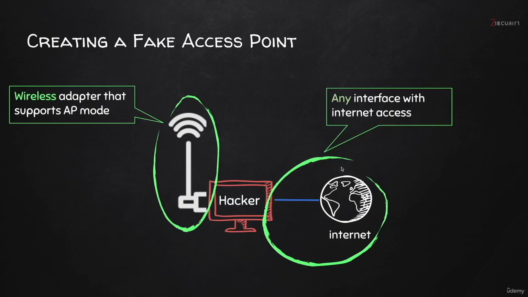The next interface that you will need, like I said, is going to have to be a Wi-Fi interface because it needs to be able to broadcast the signal for the network. And you can't use any Wi-Fi interface. This interface needs to be able to act as an access point. So it needs to be capable of acting like a proper access point, like a router.